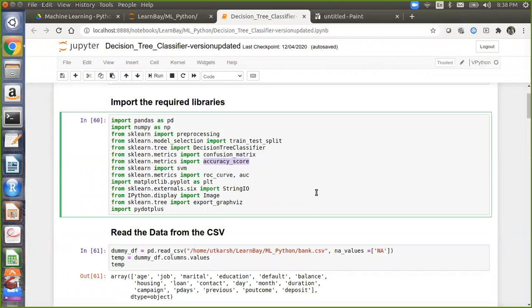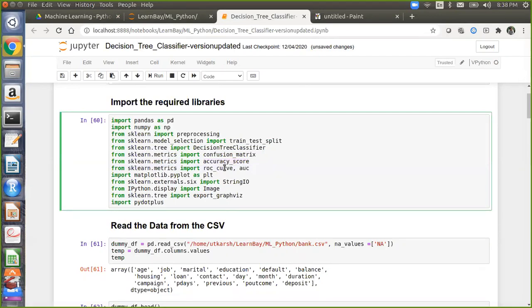This is the SVM algorithm, we don't need it. Then the ROC curve or AUC curve, area under the curve, is again available directly inbuilt. Matplotlib, string IO, this is for string function, image, and the GraphViz library. The GraphViz library is basically for generating the tree kind of graph.